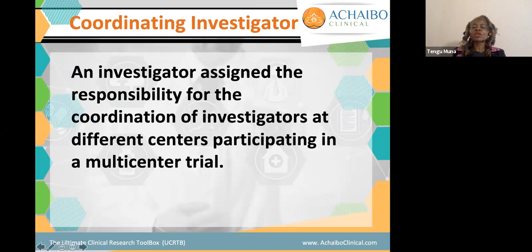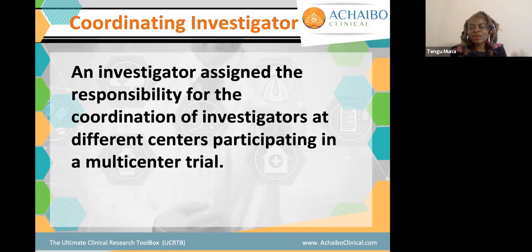Then the next one we have is a coordinating investigator. And a coordinating investigator is not common. It's usually an investigator who is assigned to run and manage the clinical research sites at multiple facilities, okay? I'll give an example. We're running the cassava study in Tanzania, okay? And the project is being run at maybe 15 different facilities in Dar es Salaam, right?